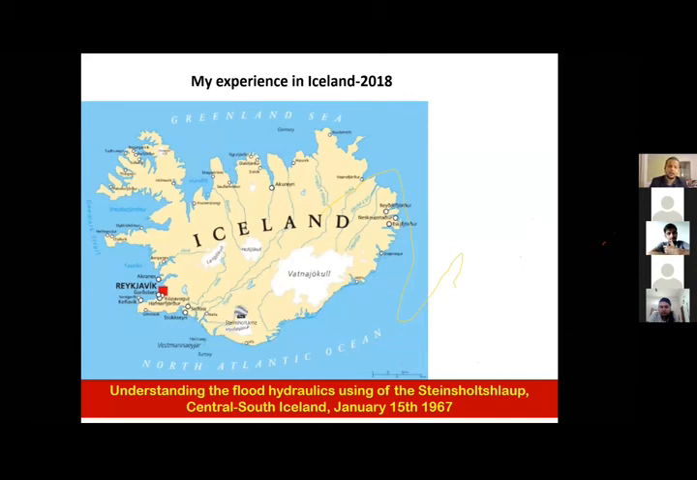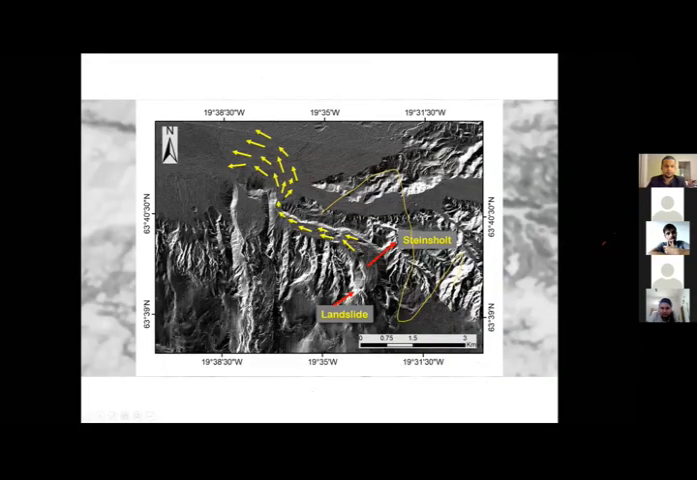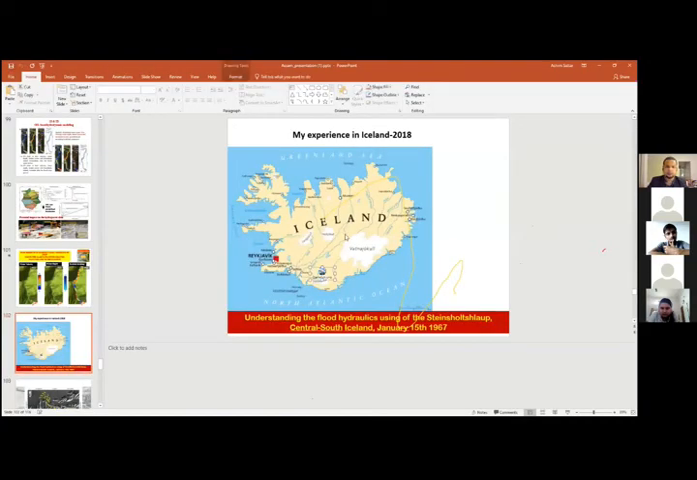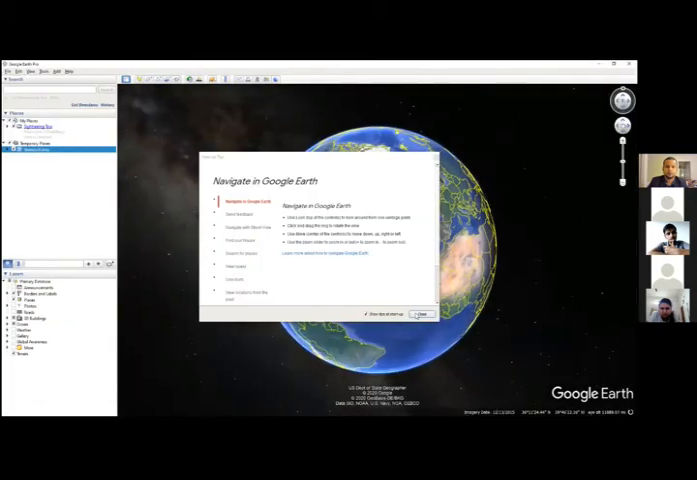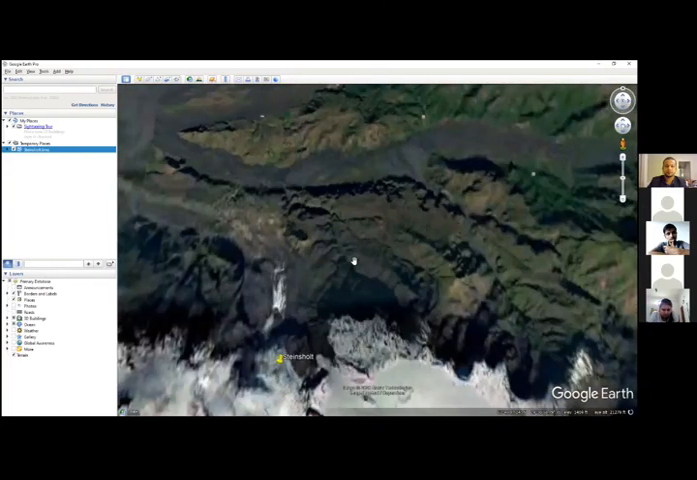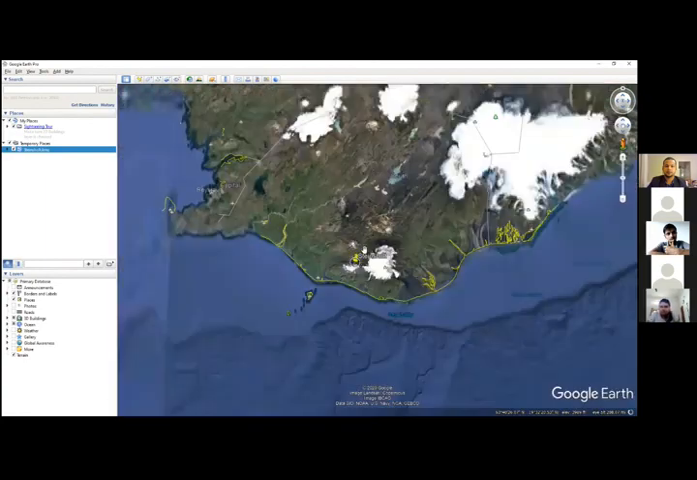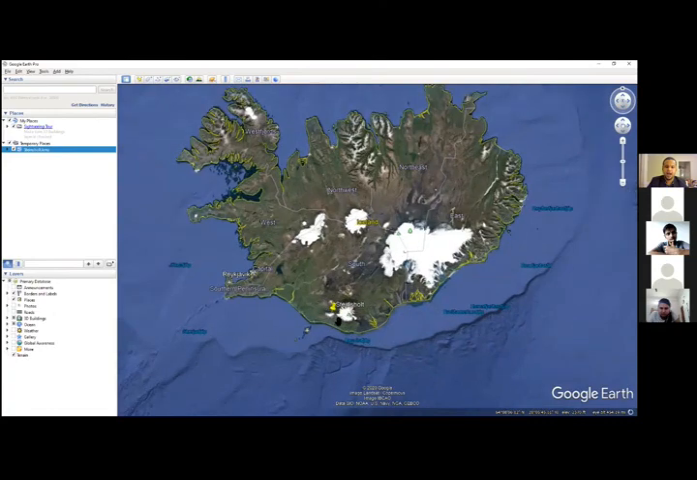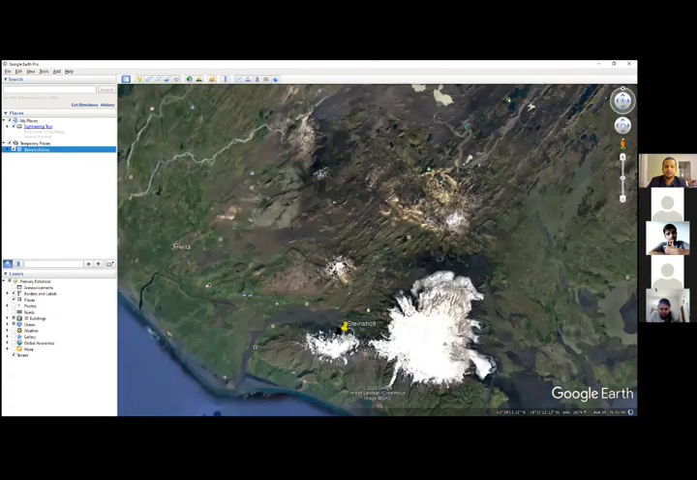So I went there and I studied one of the floods that happened in 1967. So let me quickly take you to the place. I'm going to take you where I did my study. So this is where Iceland is, how it looks like. And I was doing my study at this place.